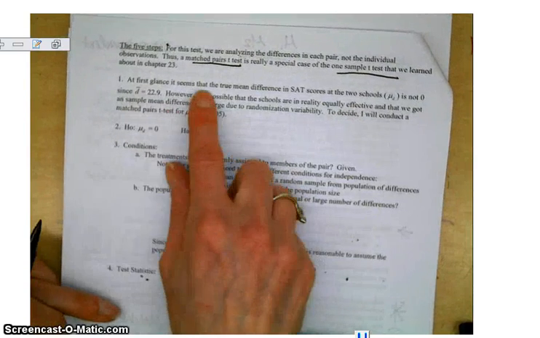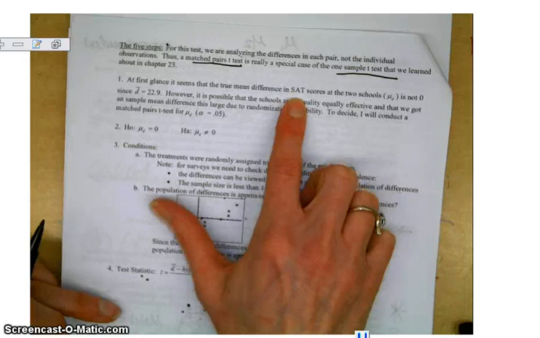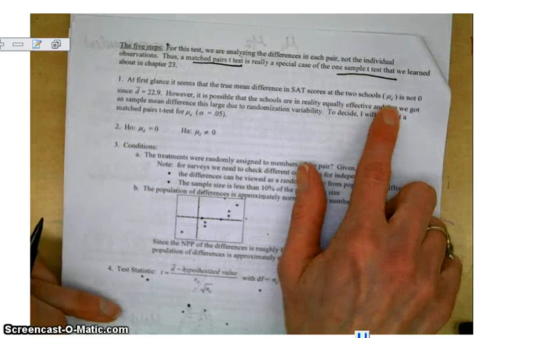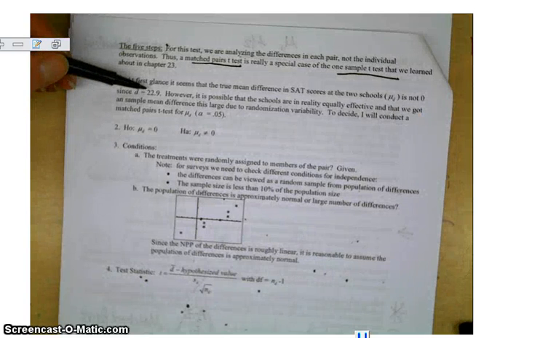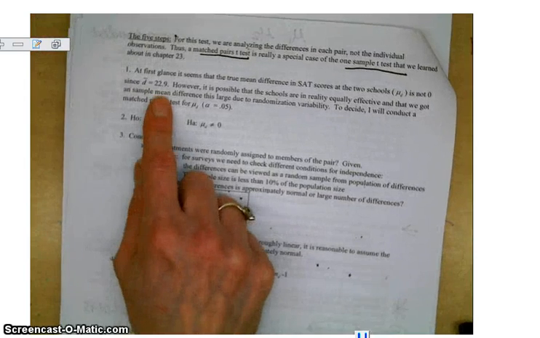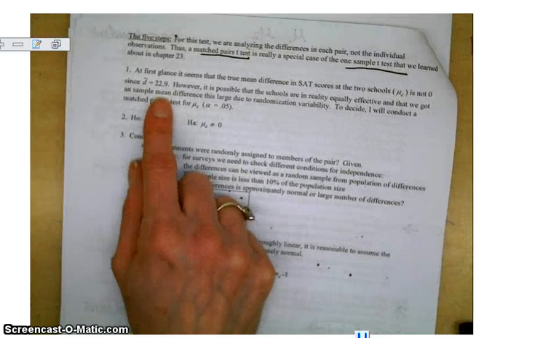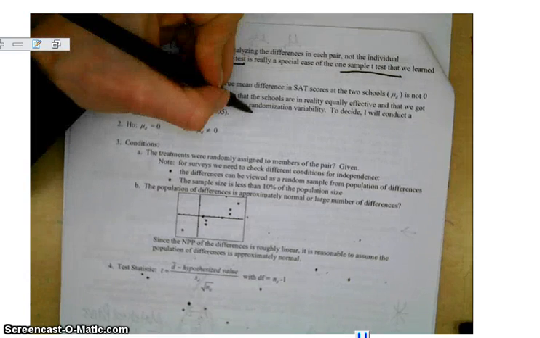At first glance, it seems that the true mean difference in SAT scores at the two schools is not 0, and we say that because the mean difference is 22.9. It seems like one school is better because the difference is 22.9 points on the SAT. Not that that's a huge amount, but okay. However, it is possible that the schools are in reality equally effective and that we got a sample mean difference this large due to randomization variability, and that's because it's an experiment.